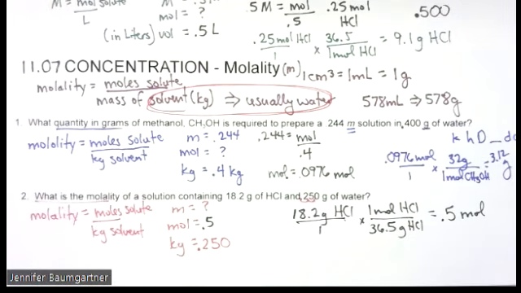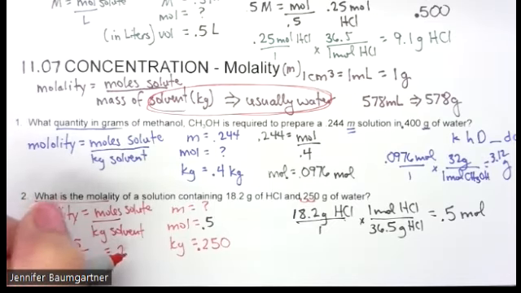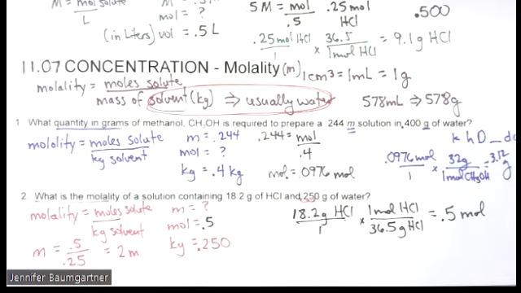So molality is moles divided by kilograms. Molality is going to be 0.5 over 0.25, which is going to give me 2. You just write 2 with a lowercase m. We express this as 2 molal. All right, and that's molality.